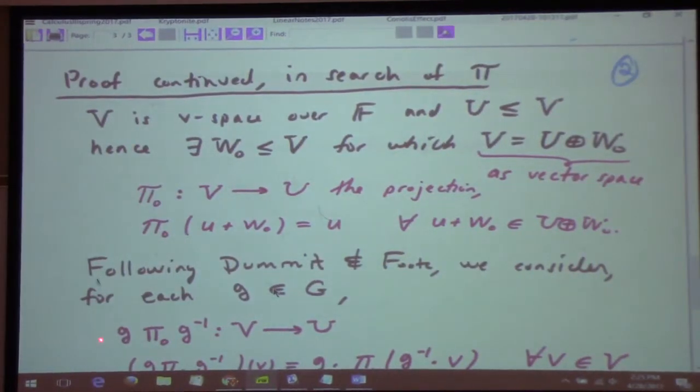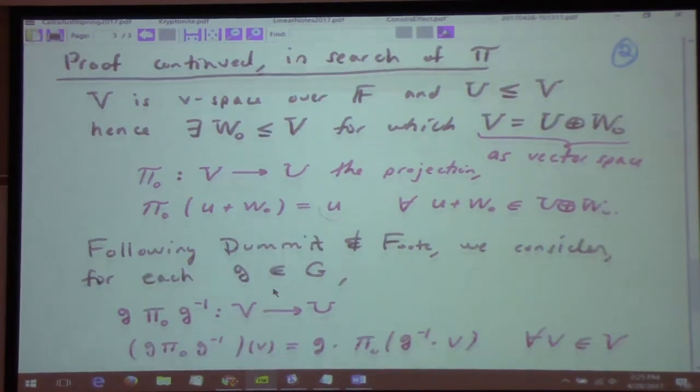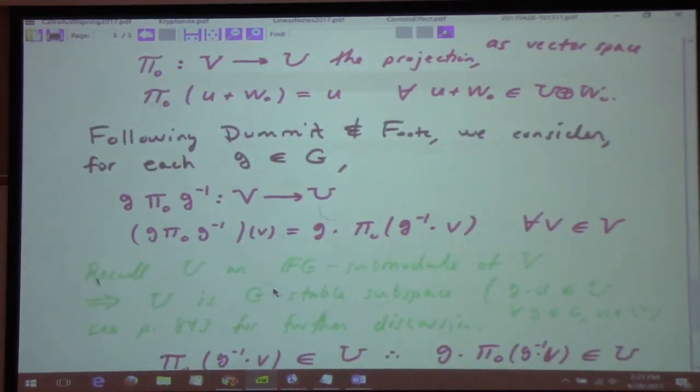So following Dummett and Foote, we take this pi naught and we sort of conjugate it by the group action, in a sense. Specifically in this sense, we take g pi naught g inverse of v is equal to g dot pi naught of g inverse dot v.